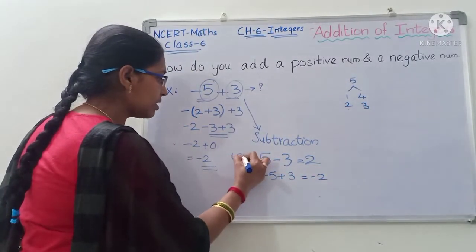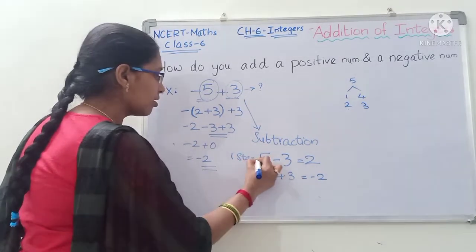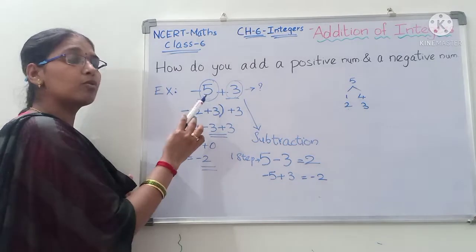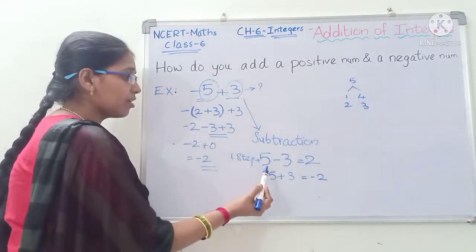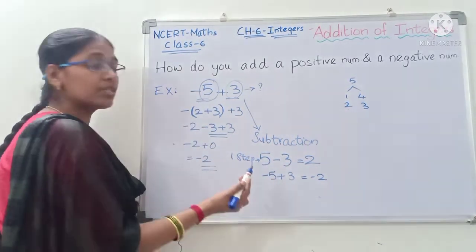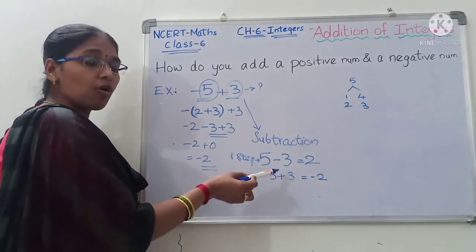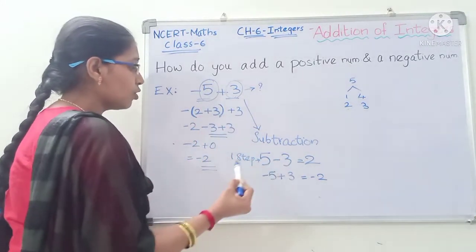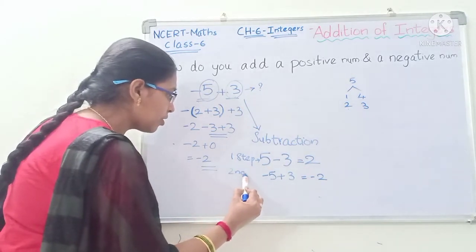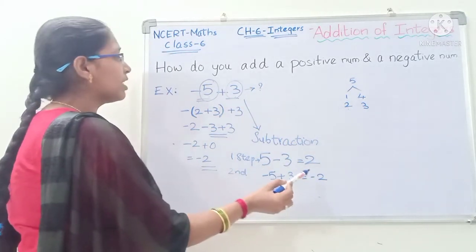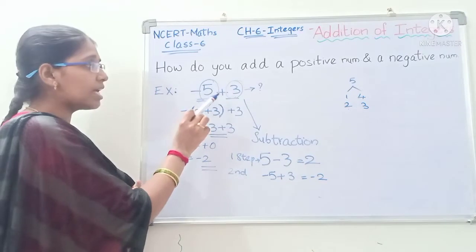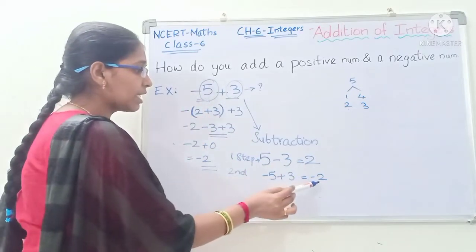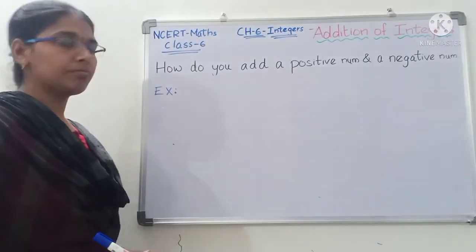First step: you should just subtract the numbers if both signs are different. 5 minus 3. You subtract the smaller number from the big number. So 5 minus 3 is 2. In the second step, you write the sign of the big number. Here 5 is bigger than 3. What is the sign of 5? It is minus. So you write minus.